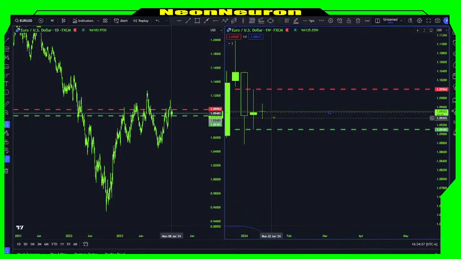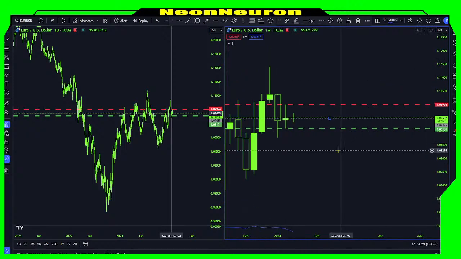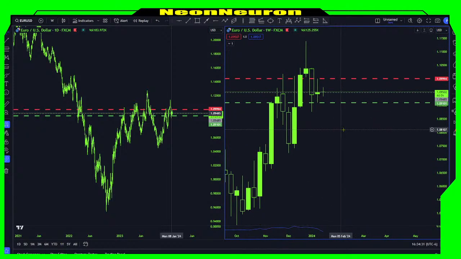As you can see, this week is starting off doji pretty much. People don't know whether they're buying or selling. What is going on in the world to make people not know whether we are buying or selling? And you can see here, we're in a nice range.